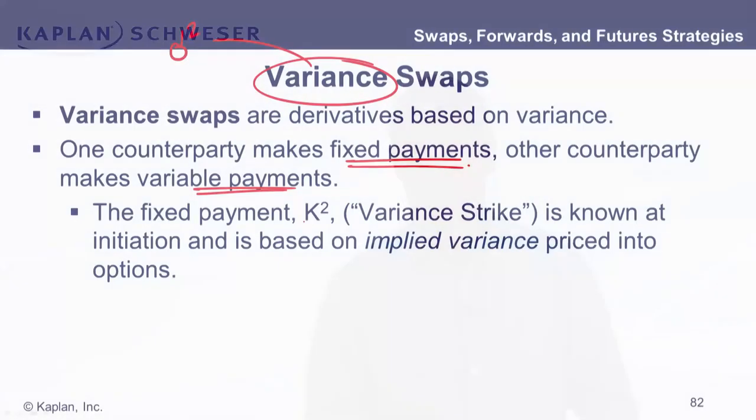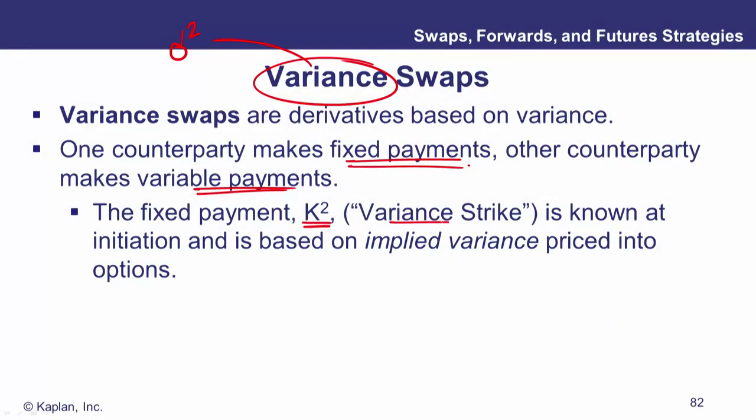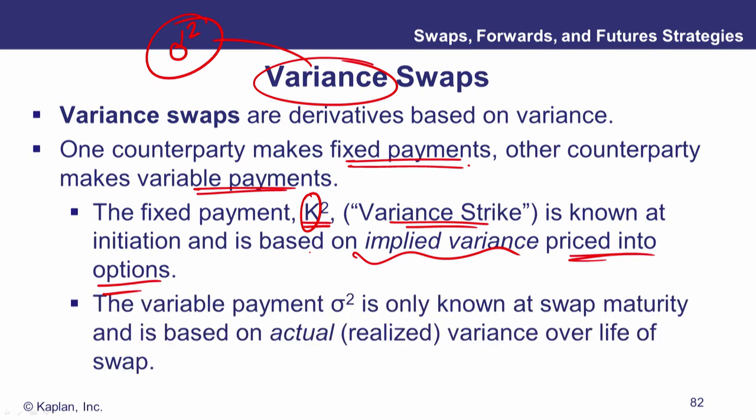That's the picture. There's a fixed payment. Let's call it K squared, the variance strike. That needs to be paid by the fixed payer. It is based on implied variance already priced into options. We're still talking about sigma squared here, remember. So K here is going to be linked to implied volatility that's priced into options. K squared is like an implied variance. So it's what the market's view on variance is over the life of the variance swap. The variable payment, sigma squared, is only known at swap maturity and is based on the actual realized variance over the life of the swap.